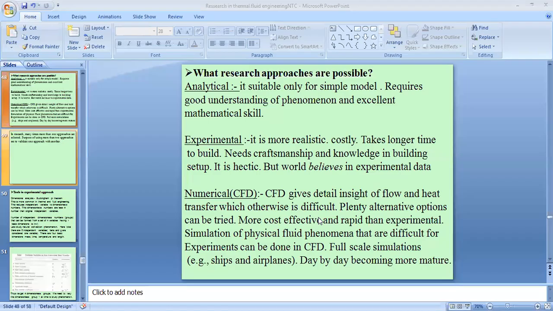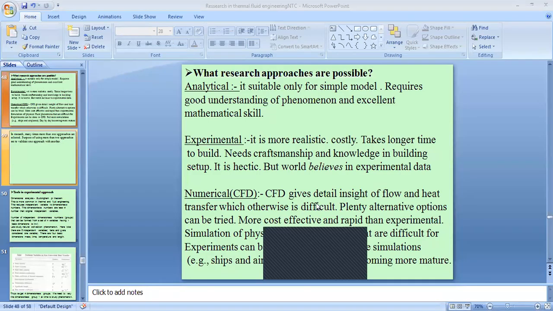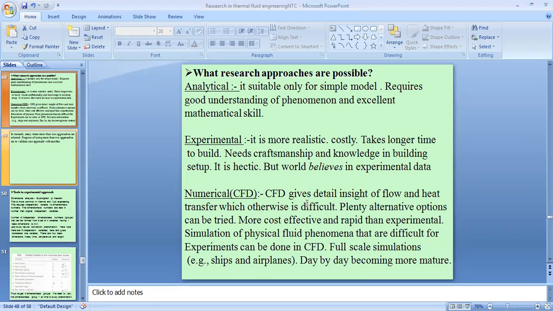Next approach is the numerical approach, where we use governing equations which are formed from real life experience. Many people ask whether, if you do research using numerical methods and governing equations, it is research. Yes, it is also research. It is also considered empirical because the equations are based on real life experience.